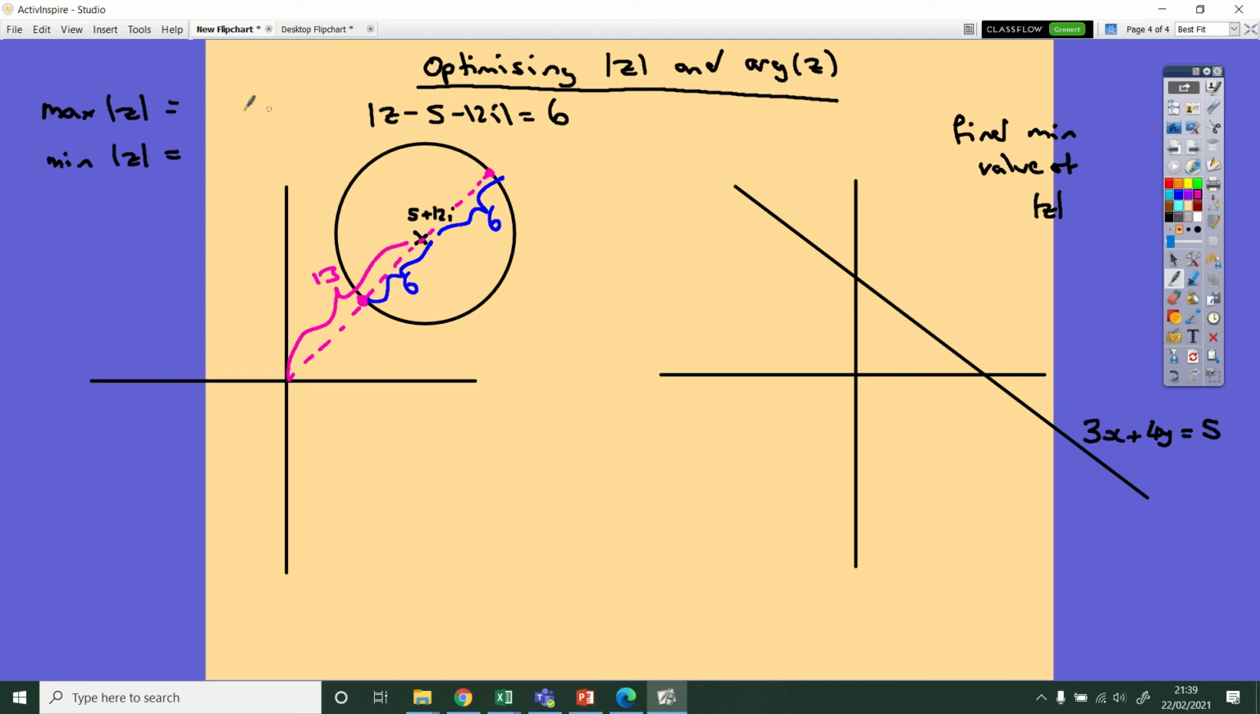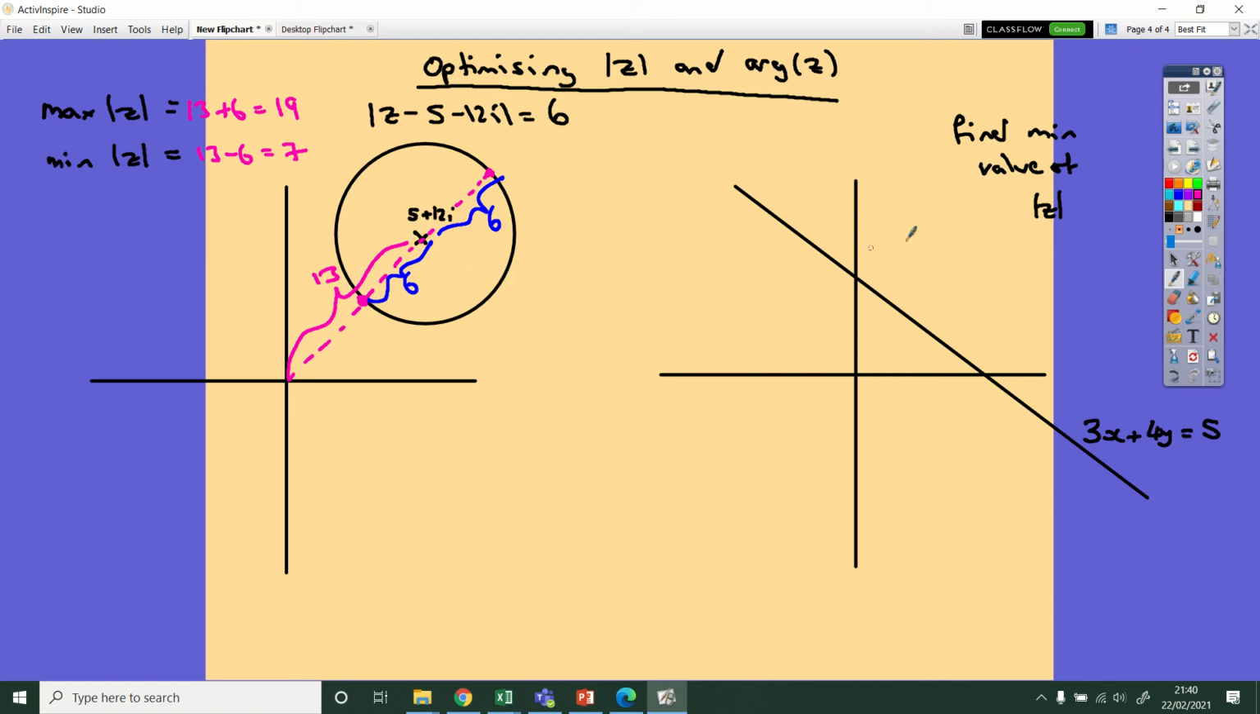So clearly from the picture we've got the maximum value is 13 plus 6, that's 19. And the minimum value is 13 minus 6, which is 7. Okay, so that's fairly straightforward. The tactic there is normally the same: to draw that line through the center of the circle.